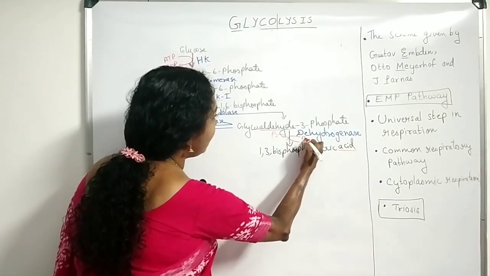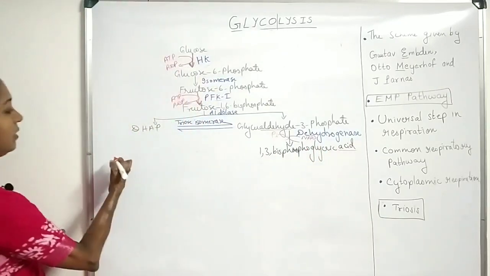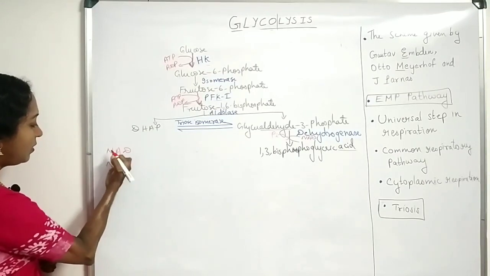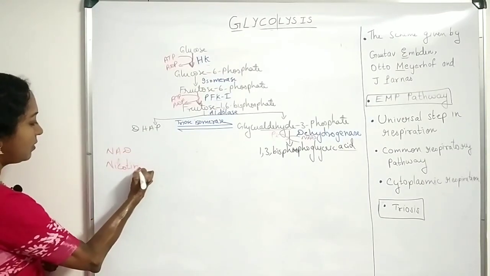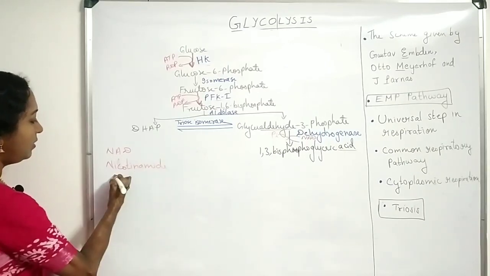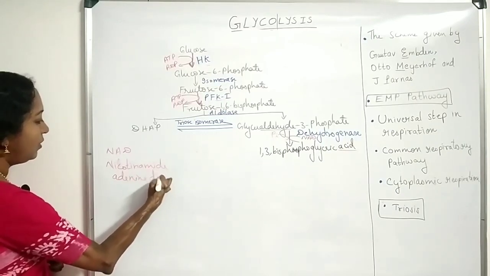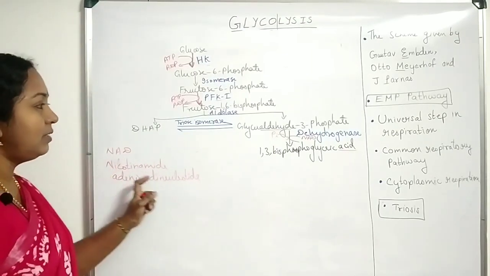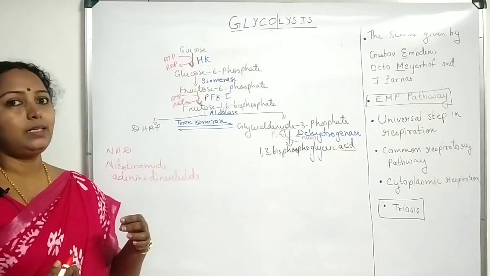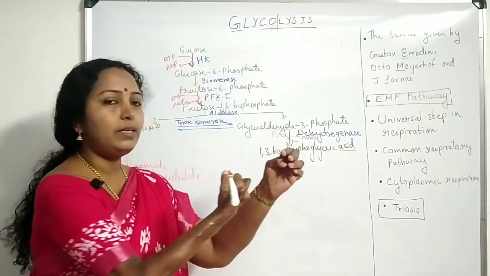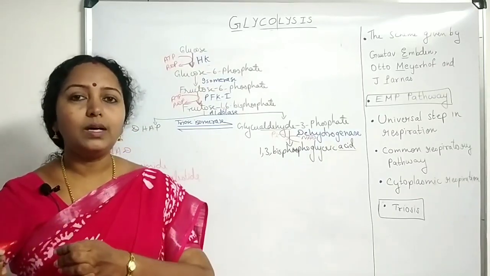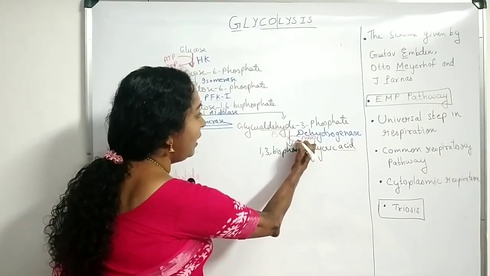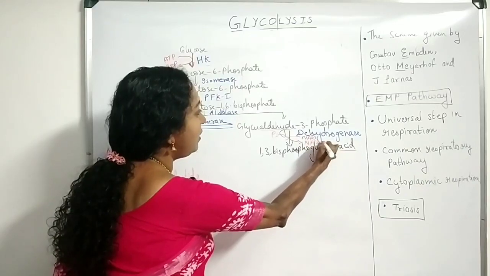NAD, what is this NAD? It is a universal hydrogen acceptor. Nicotinamide adenine dinucleotide. NAD, nicotinamide adenine dinucleotide. It is a universal hydrogen acceptor. So the hydrogen which is removed, the dehydrogenase enzyme is coming and it is removing hydrogen from the aldehyde group. Okay, and that hydrogen is accepted by the NAD and NAD gets converted to NADH.